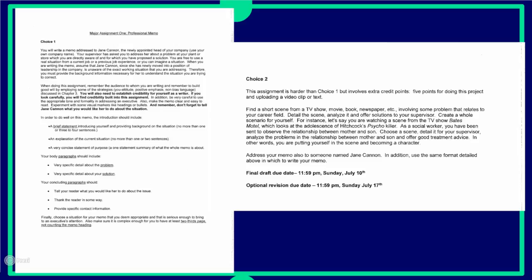So you're going to present her with a problem and propose a solution. You want to try to persuade the audience that your solution is correct. When you're doing this assignment, remember that the audience to whom you're writing is very specifically this Jane Cannon woman who's new to this position and isn't familiar with your situation.